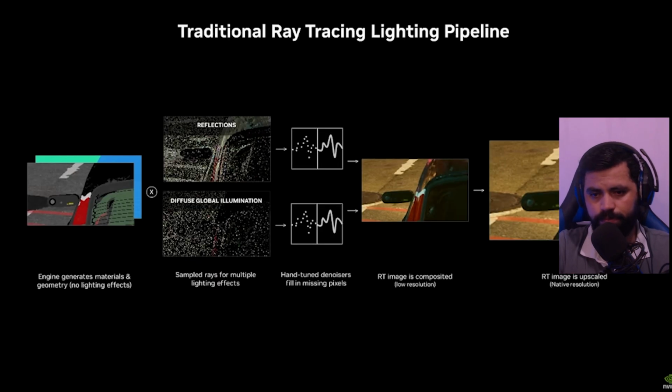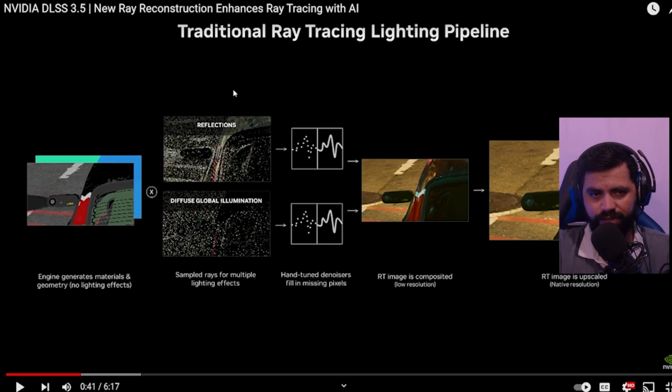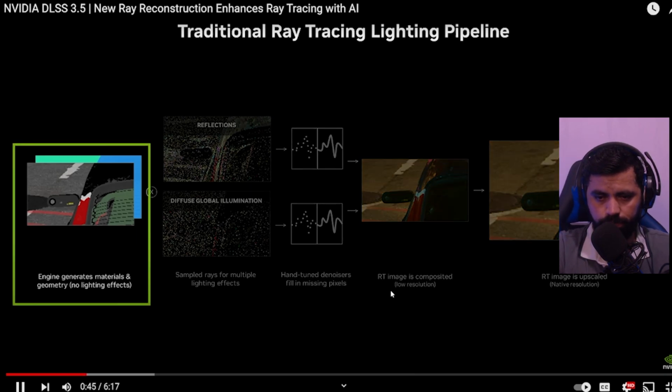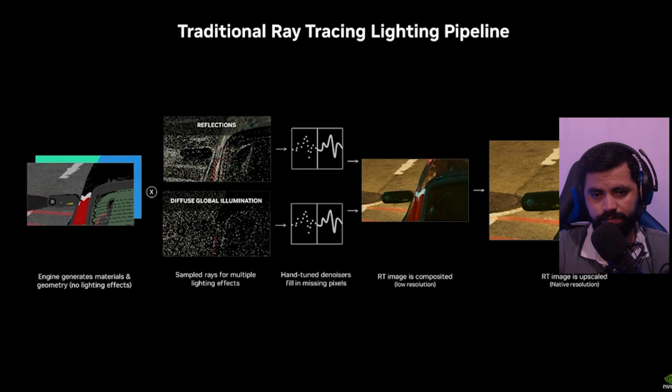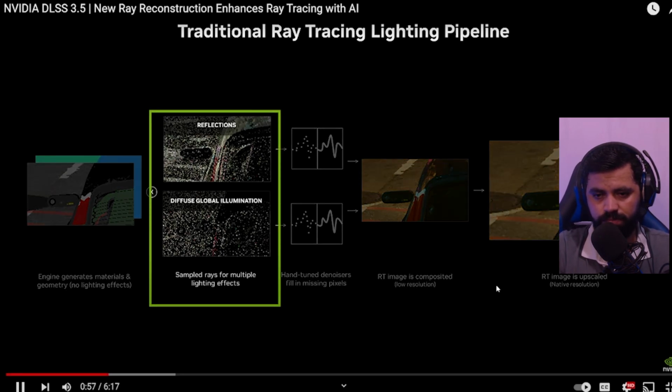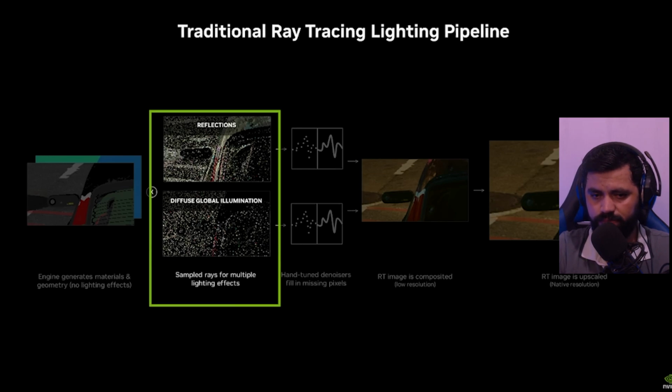First, we need to understand how a ray traced image is computed. Here we can see the traditional ray tracing lighting pipeline. The game engine has the materials and geometry for the scene, but that doesn't tell us how the scene looks because we haven't computed how all the lighting interacts with the scene. To compute the final image with ray tracing, we send rays into the scene to interact with it. So there is the raw scene, then they apply the illumination effects, the lighting and geometry.